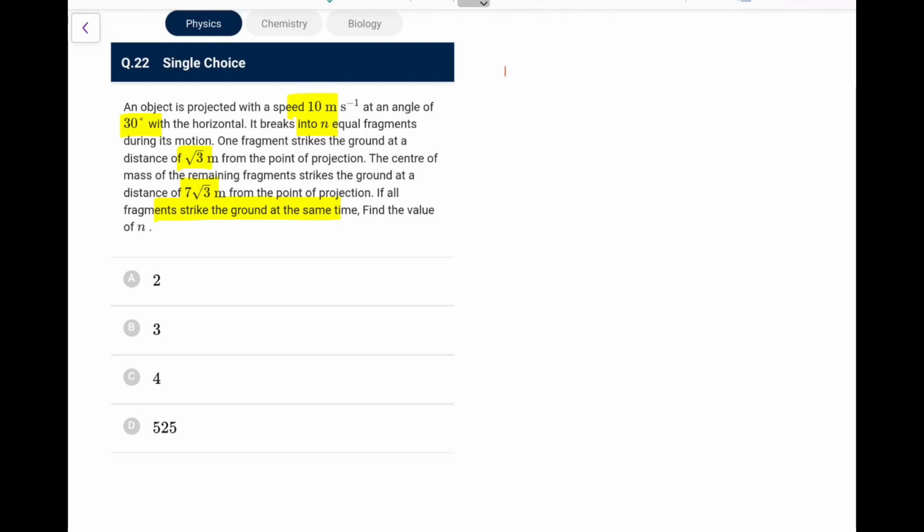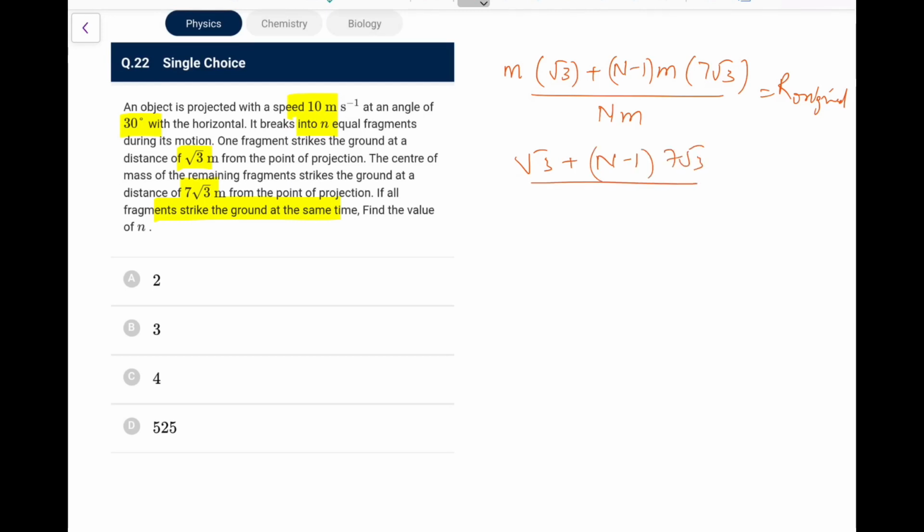What we will have, the first one has a mass, let's say small m, and it is landing at root 3. The other one, let's say, has the mass (n minus 1) times m, let the total mass be n m. They are striking at 7 root 3, so the CM should strike at n times m, and that should be the original range. So what we have is root 3 plus (n minus 1) times 7 root 3, upon n, equals the original range, you know, u square sine 2 theta by g.